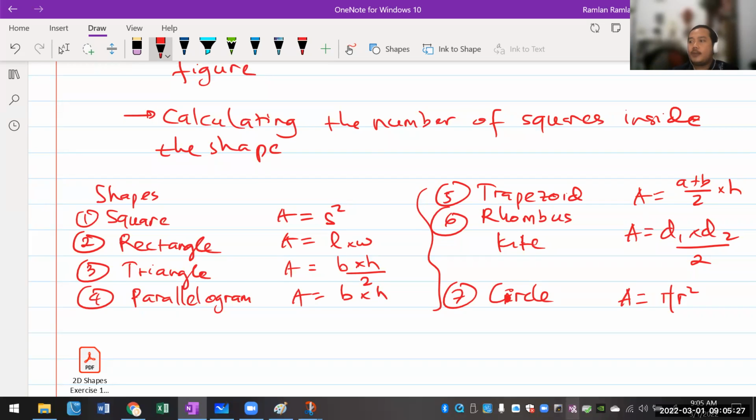Okay, I'm going to give you 1 minute to write it down, and then we're going to do some exercises here. Please take your exercise book, and we're going to do this exercise, write it down there, and then you're going to submit it in Edmodo. I'm going to give you 1 minute to write down the formulas of these shapes.